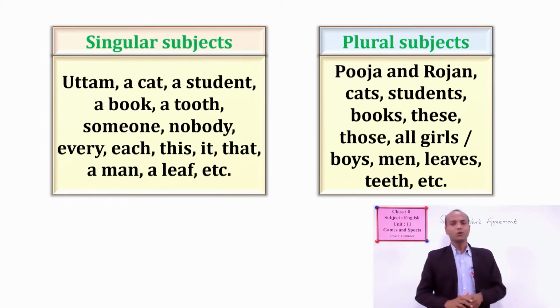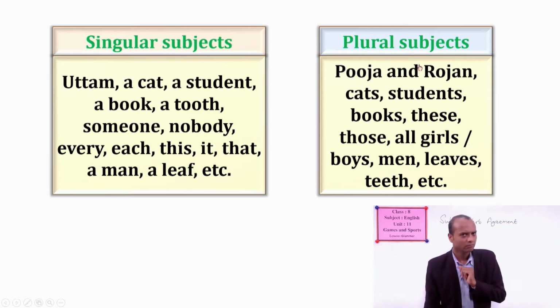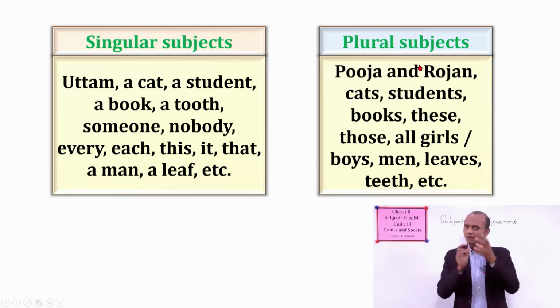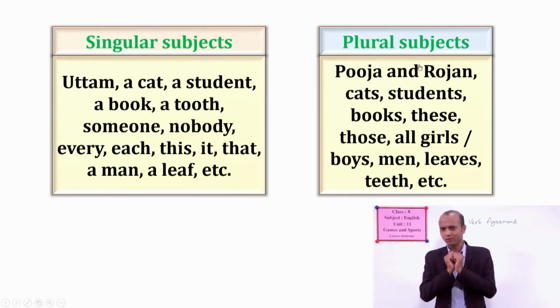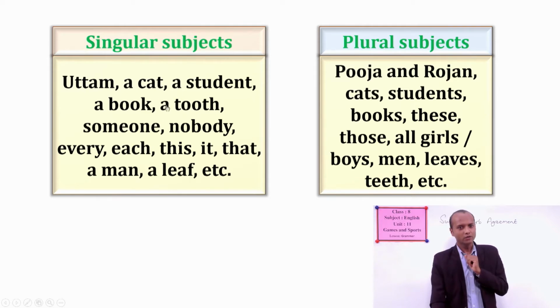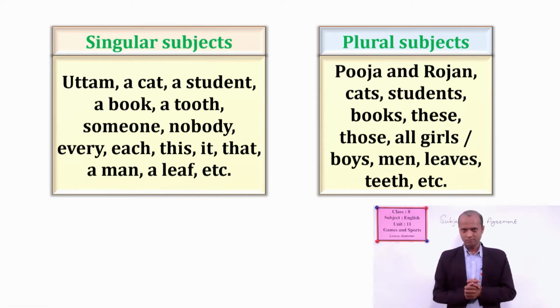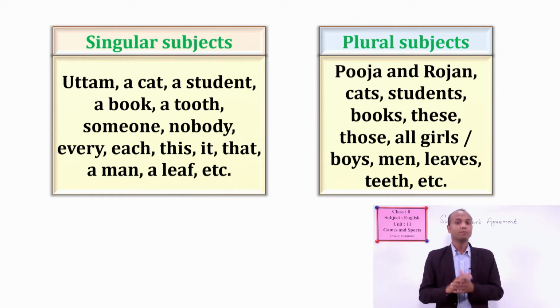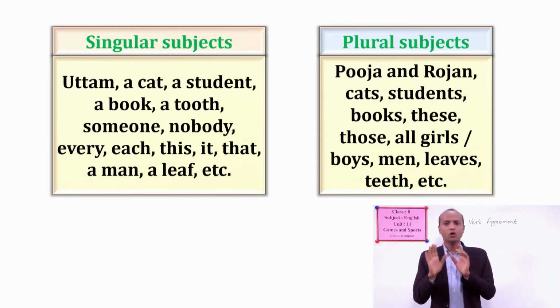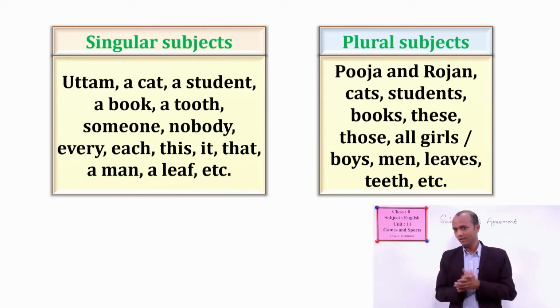Got it? Okay, let's see the second part, plural subjects. Let's see Puja and Rojan. How many are there? Yes, there are two. Cats? Let's see, there is an s. You can see here a cat, and there is cats. That's why it is plural. Students, not one, two or many. Books, these, those, all girls, all boys, all teachers, all students, etc.